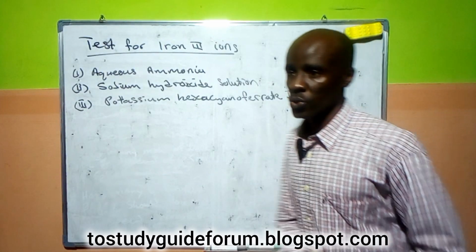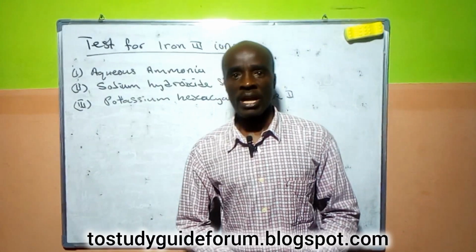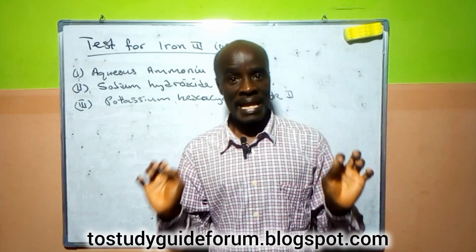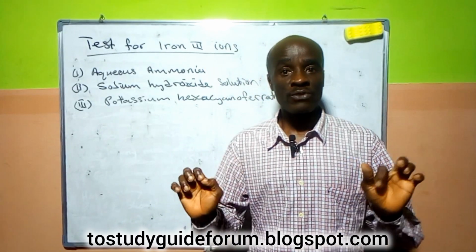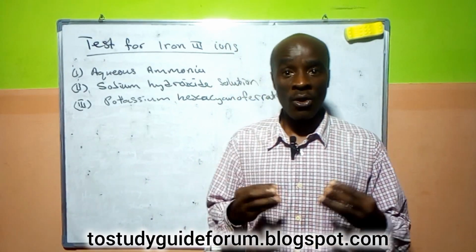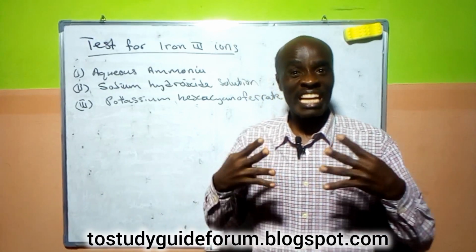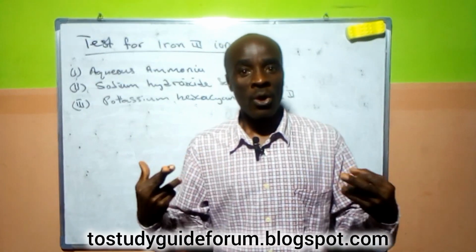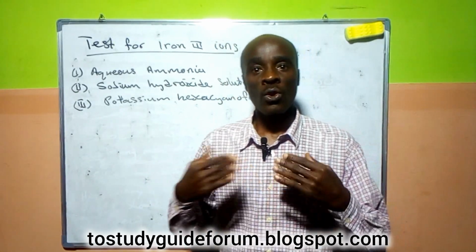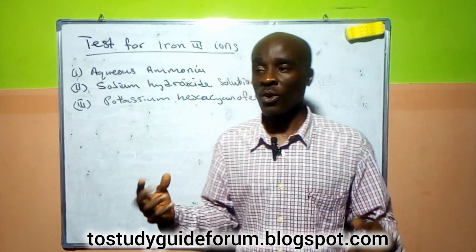We're going to be learning how to test for iron 3 ion. Iron 3 ion is one of the true transition elements. It is believed to be one of the true transition elements because it exhibits color, because most transition elements give out color due to the combination that exists in their D block. When they combine or give out electrons in the D block, it makes them have color in their compound or in the solution of it.